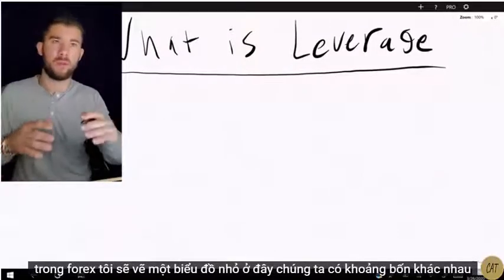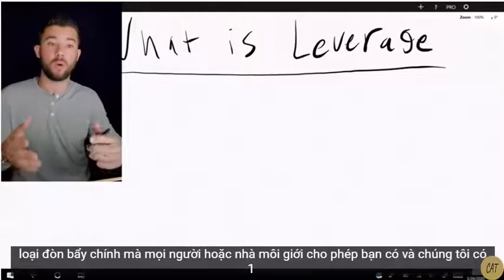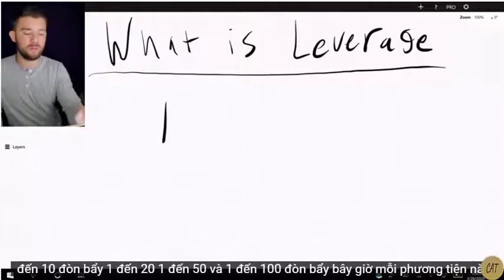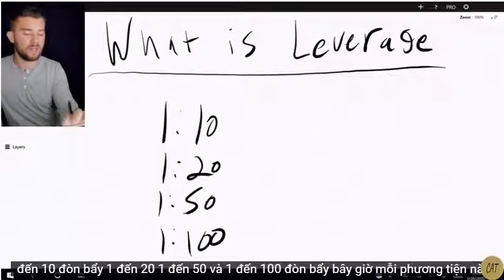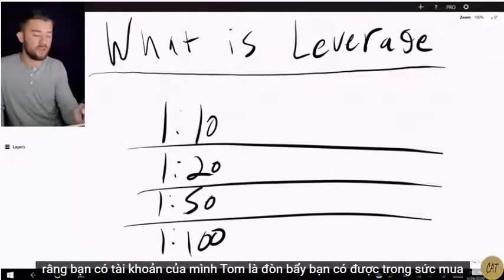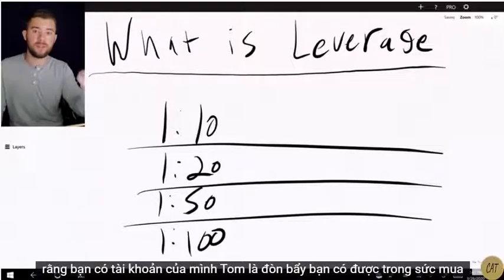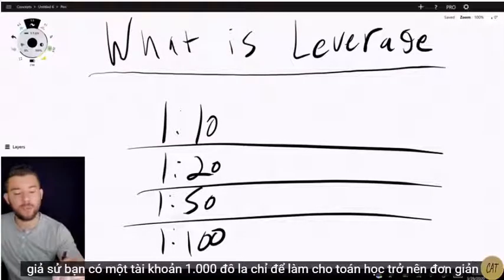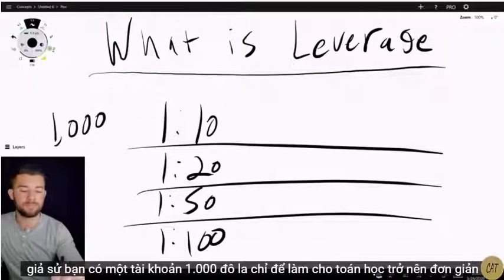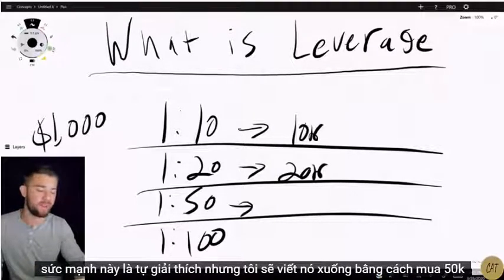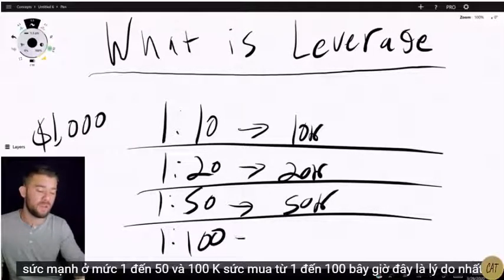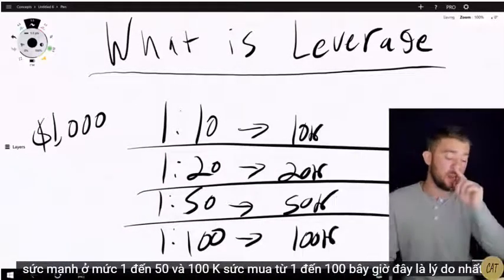We have about 4 different types of major leverage that people or brokers allow you. And we have 1 to 10 leverage, 1 to 20, 1 to 50, and 1 to 100 leverage. Now, each of these means that you have your account times the leverage you get in buying power. So let's say you have a $1,000, just to make math super simple, that means 1 to 10 leverage, you have 10K buying power. 1 to 20, you have 20K buying power. This is self-explanatory, but I'm going to write it down anyway. 50K buying power at 1 to 50, and 100K buying power at 1 to 100.